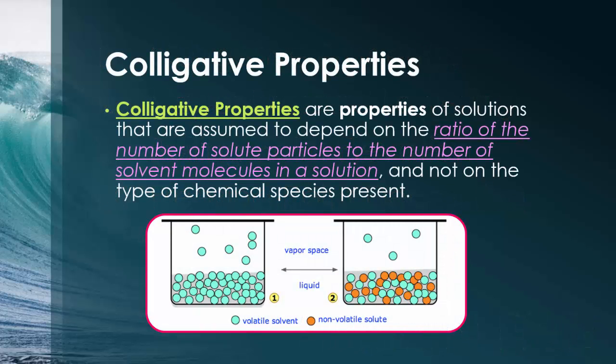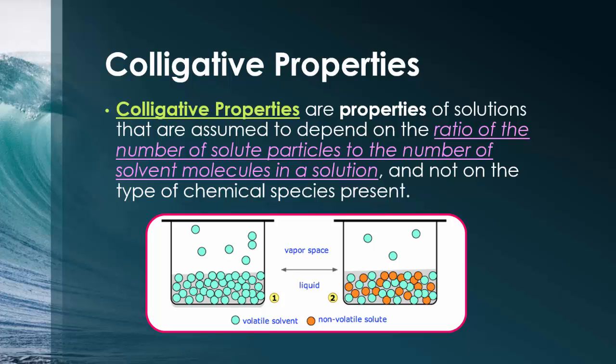So colligative properties are properties of a solution that are assumed to depend on the ratio of the number of solute particles to the number of solvent molecules in a solution, and not on the type of chemical species present. So this means that it doesn't matter what you're using. It doesn't matter if you're using table salt or if you're using like hydrofluoric acid. It just matters how much of it you have in your solution.